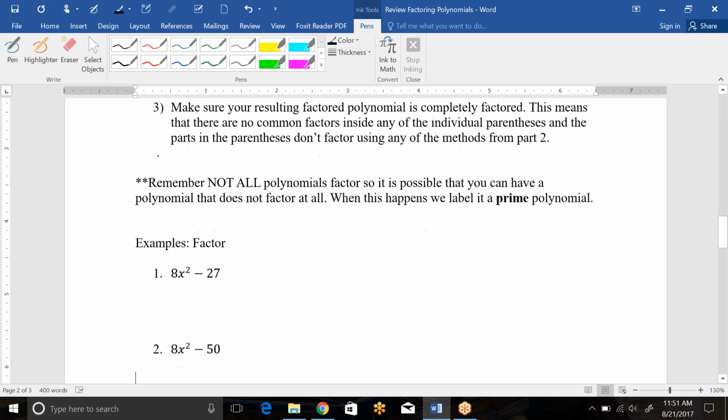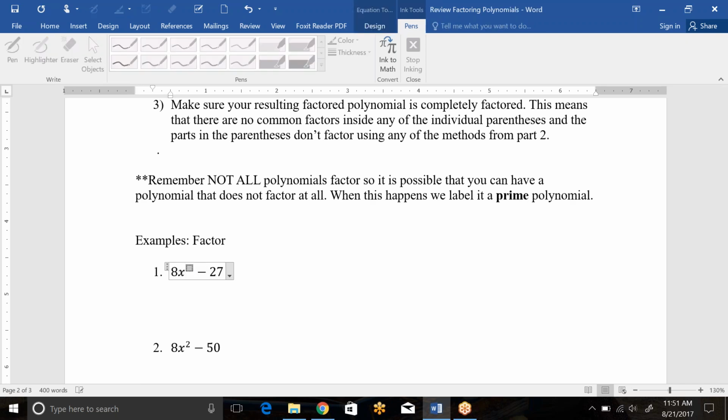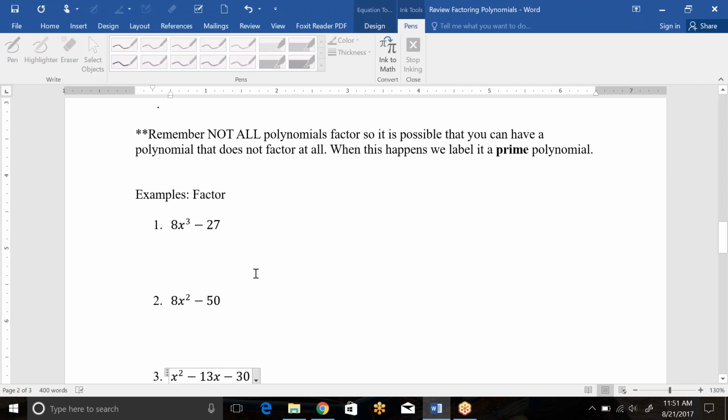So we're going to look at this first example here, and there's just a quick typo. Let me fix that. So this is 8x to the third minus 27. So things that we should look at. First of all, is there a GCF? We should always check that first. 8 has factors of 1, 2, 4, and 8. Only one of those that divides into 27 evenly is 1, and pulling out a 1 doesn't really help us. So this has no GCF.